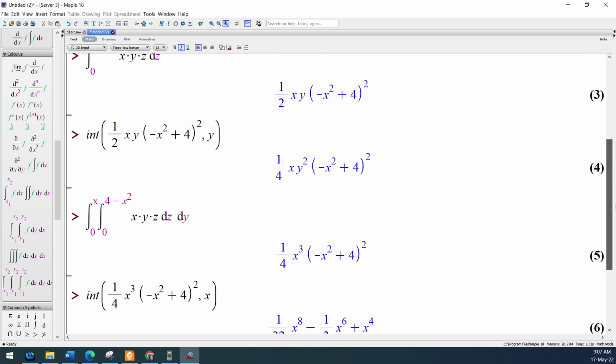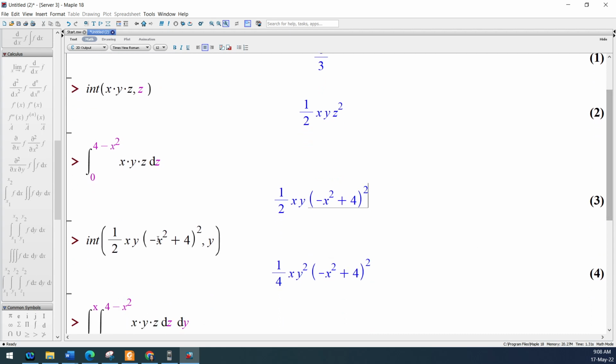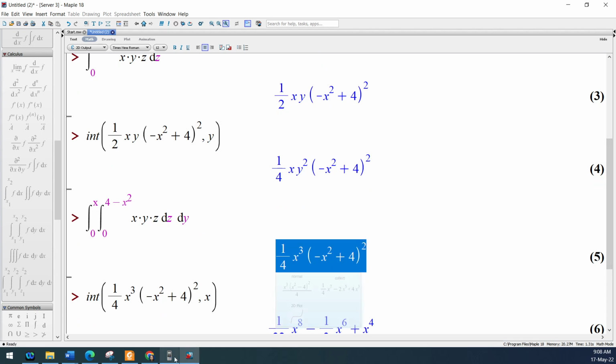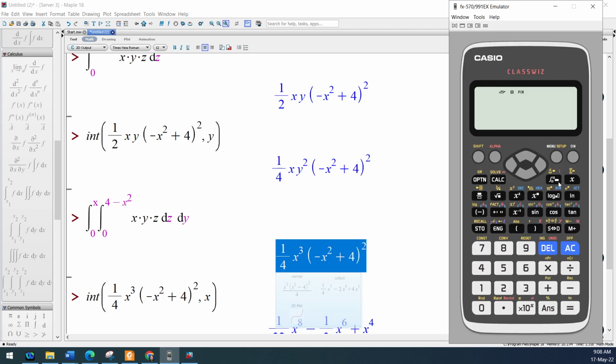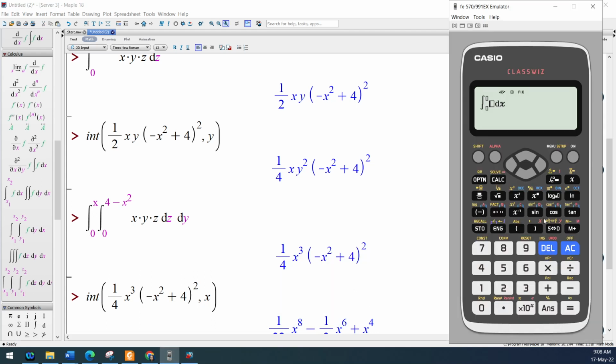So you can do this: because you integrate with respect to z, this step you can copy it, and then after putting the limit, this is the result. And then integrate with respect to y. After putting the limit it is this one. And then the last one, you just directly use your calculator, meaning up to this step you use your calculator, integrate.